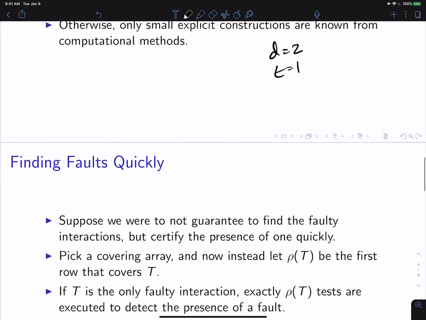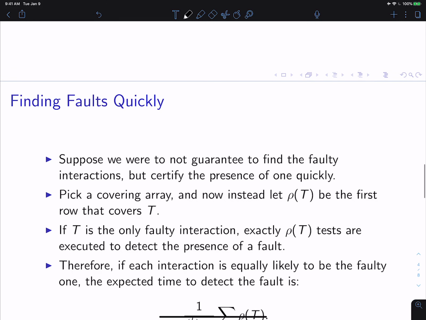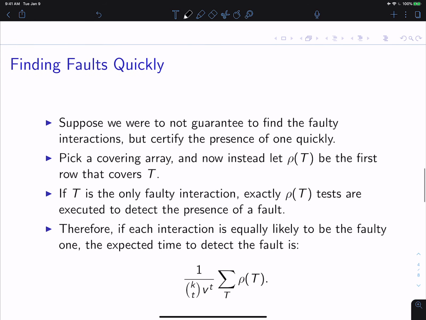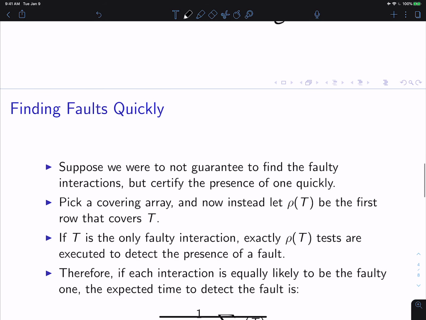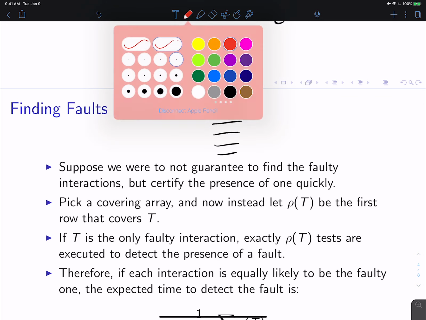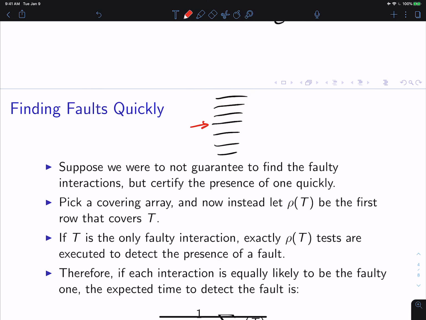So you may be thinking, locating arrays are just something we don't want to do. Maybe we just want to minimize the amount of time it takes to certify a fault exists. Maybe we don't have to find the actual fault. Maybe we just want to determine that the fault is there. So if we have a set of rows right here and a fault is on that row right there, the test will say no, we don't pass. We want to minimize the amount of time that we actually do that.